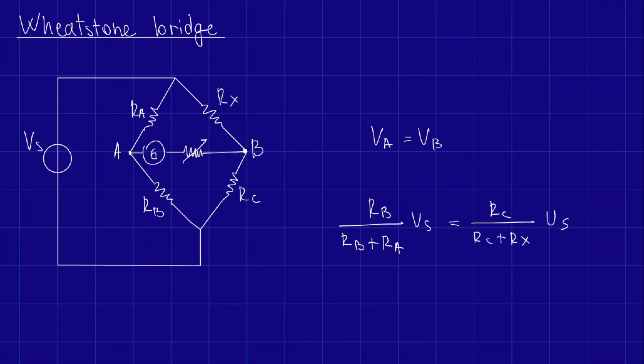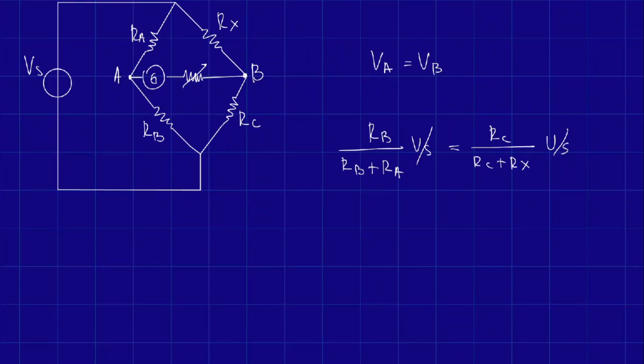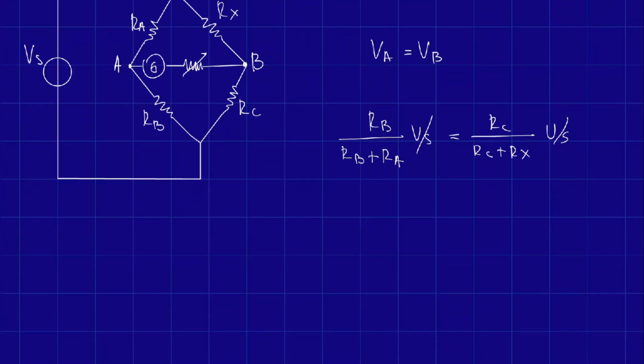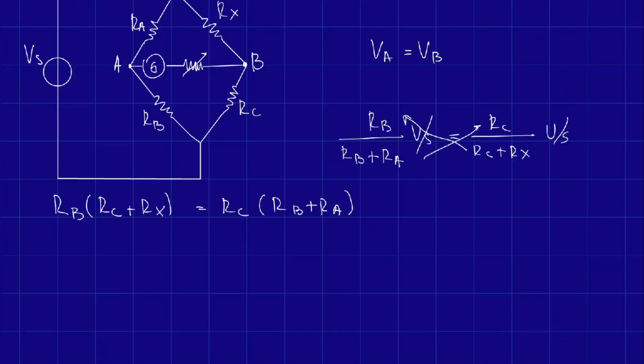Now, since we have Vs on both sides, it cancels out. What we're trying to do now is just isolate Rx, so we find our unknown resistance. So we multiply on the left and right like this, so we isolate it. We have Rb multiplied by Rc plus Rx equals Rc multiplied by Rb plus Ra. On the right we can divide by Rb, and we get Rc plus Rx equals Rb plus Ra divided by Rb.